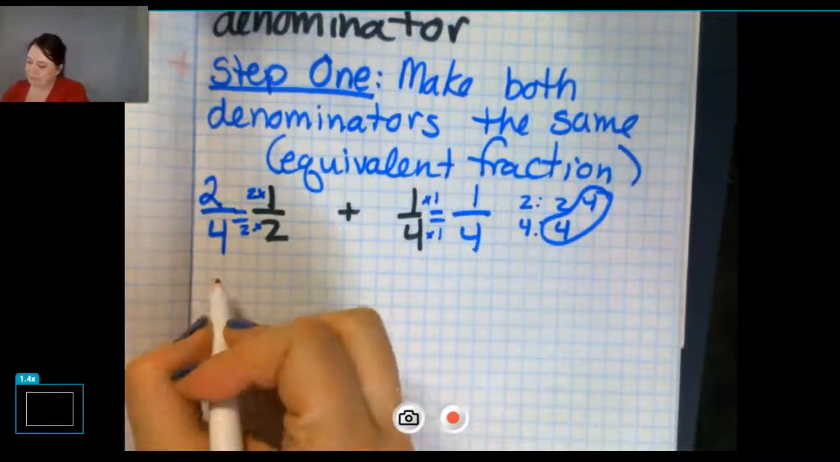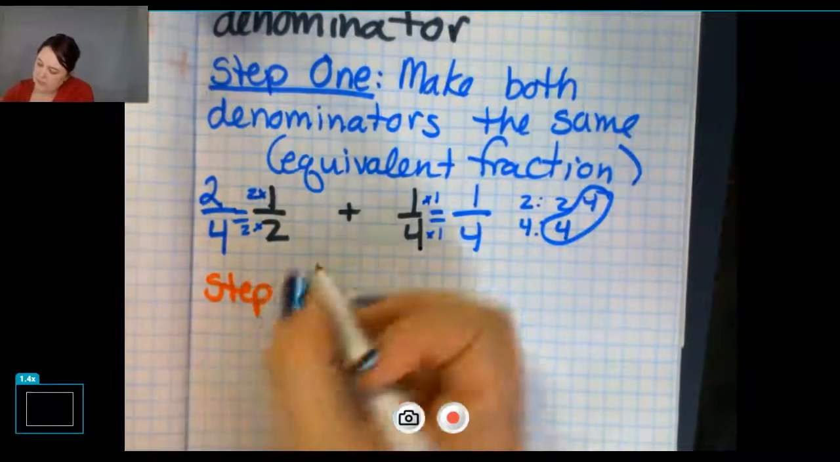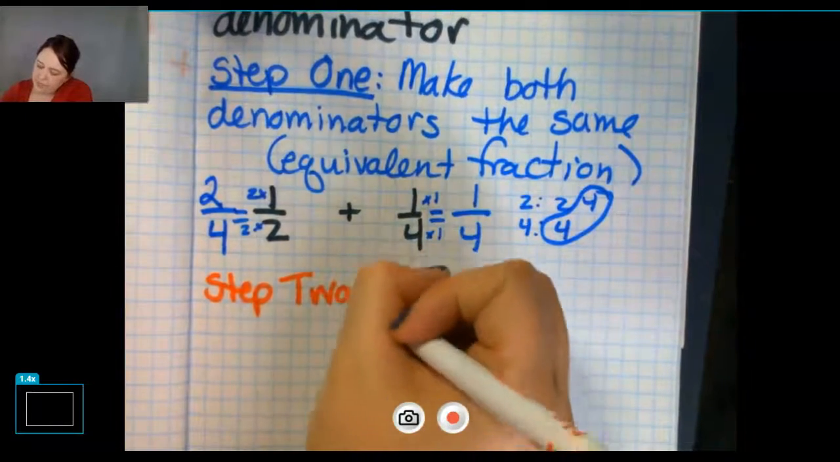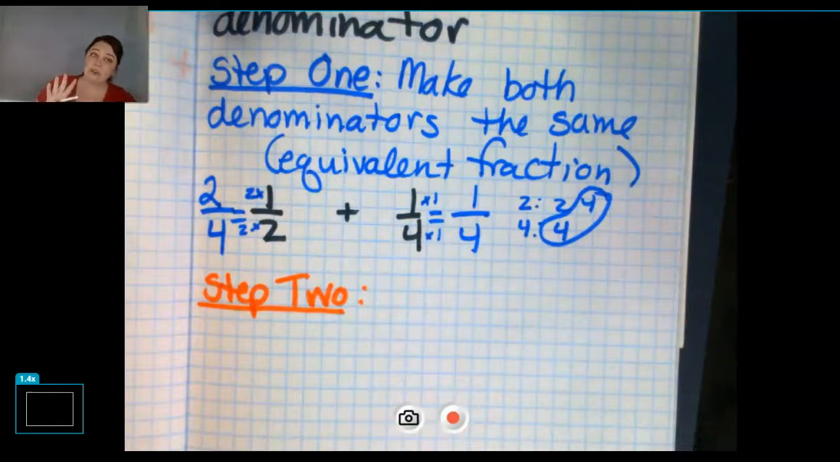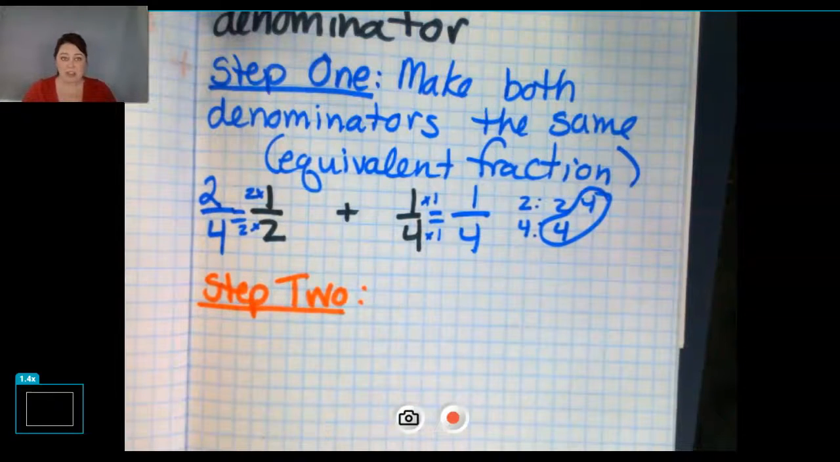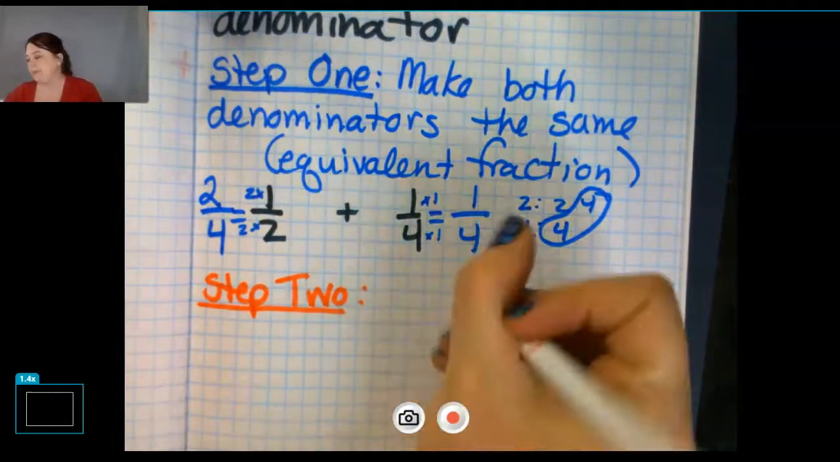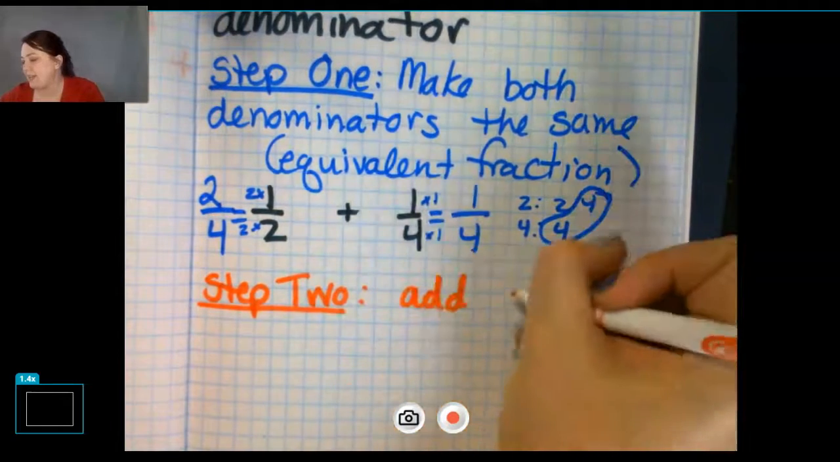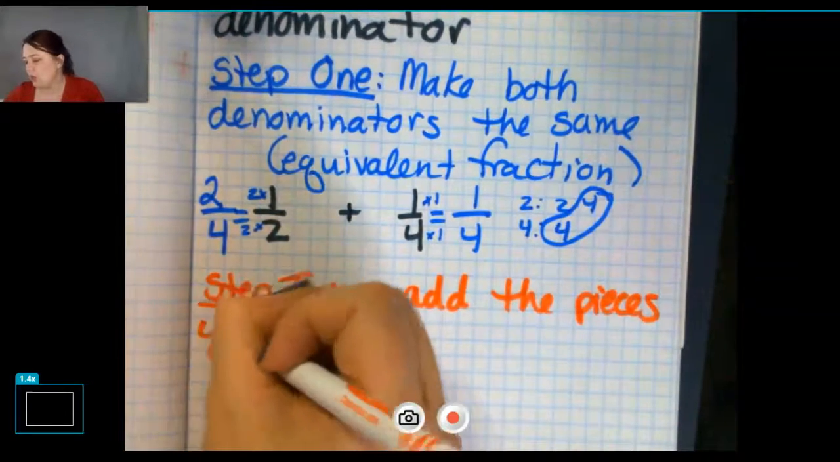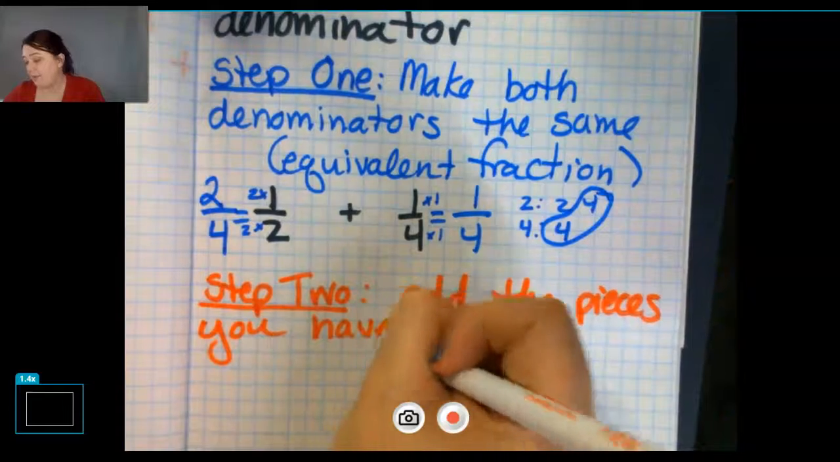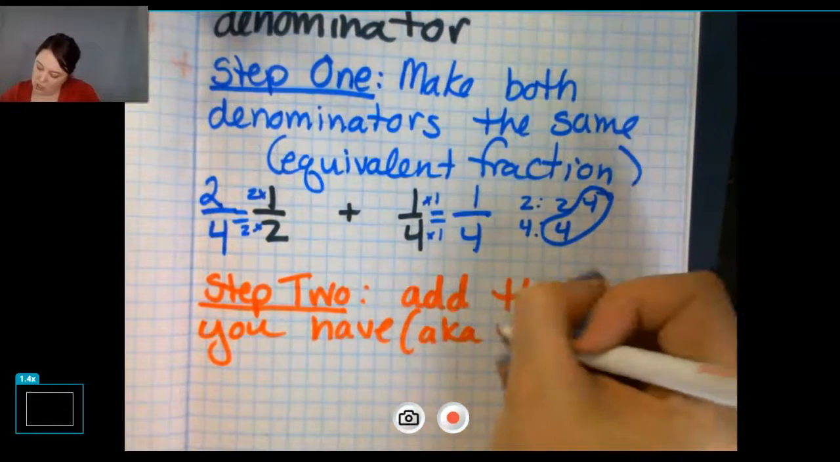Step 2. Now, this is going all the way back to 4th grade. In 4th grade, you guys did learn how to add fractions with common denominators. You already know that for step 2, you add the numerators. Add the pieces you have, aka numerator.